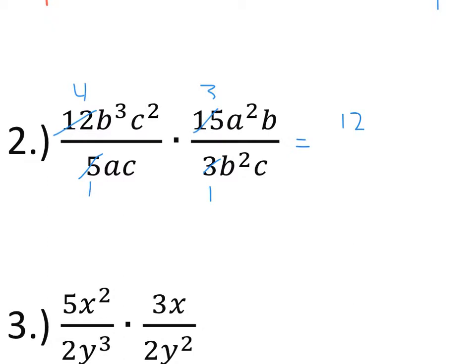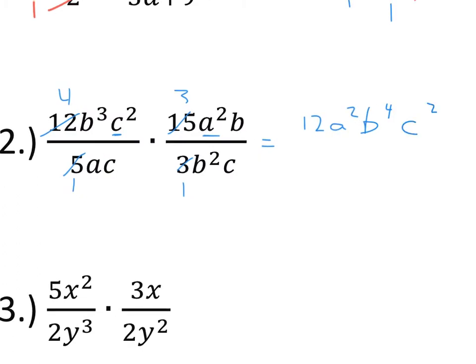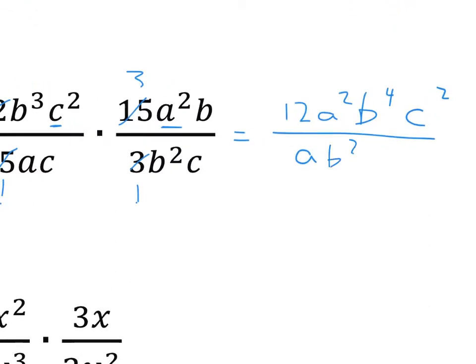And then I've got a squared. And then for my b's, I've got b cubed here and b here. So if I did b cubed times b, that's b to the 4th. And then I've got this extra c squared here, so c squared. So that's my numerator, and my denominator, 1 times 1 is 1, right? And then I've got a is all alone by itself, b squared is all alone by itself, and then c times c is c squared. So this would be a, b squared, c squared.